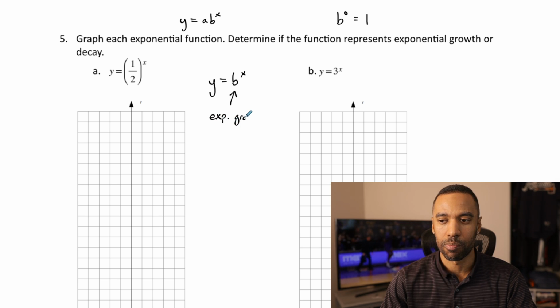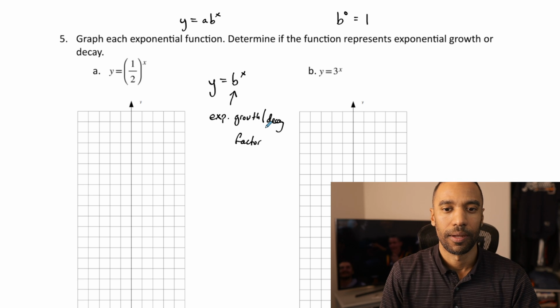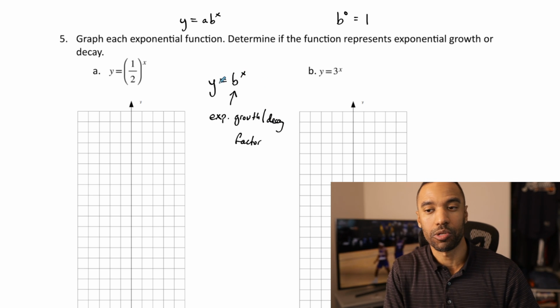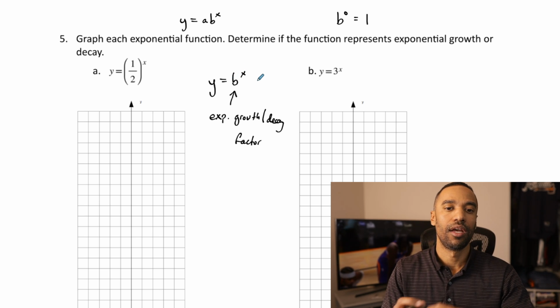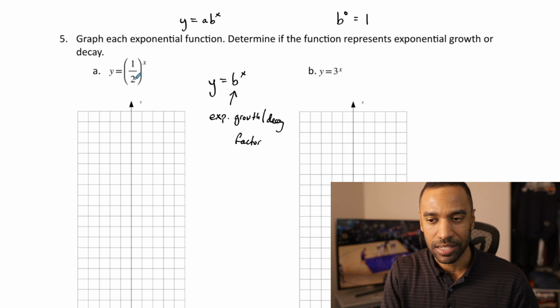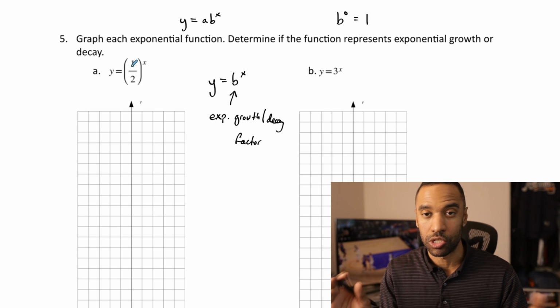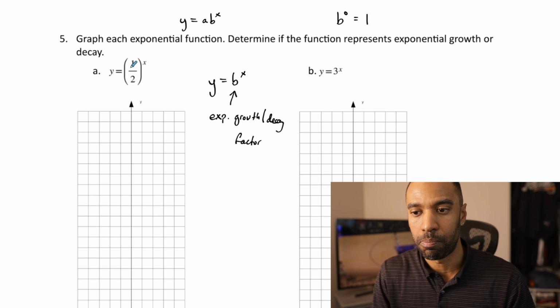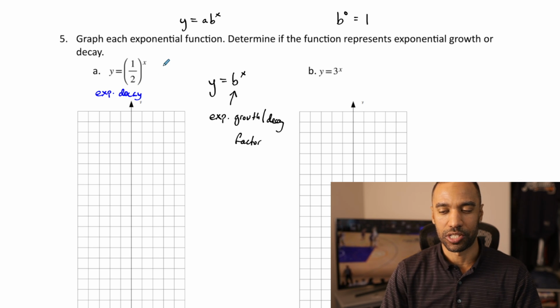Every time x increases by 1, there's another b that's multiplied in this problem, because that's how exponents work. The exponent describes how many b's you're multiplying with each other. So when x is 1, there's 1 b multiplied. When x is 2, it's 2 b's multiplied on top of themselves. Determining if it represents growth or decay is also based on whether b is less than 1 or greater than 1. And by less than 1, I don't mean negative and 0. I mean between 0 and 1, like a fraction like this. This y equals b to the x represents exponential decay. It's positive exponential decay because a, of course, is just that positive 1.